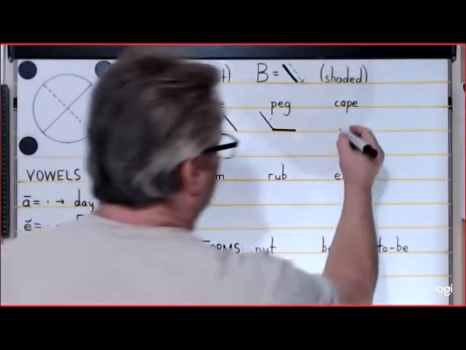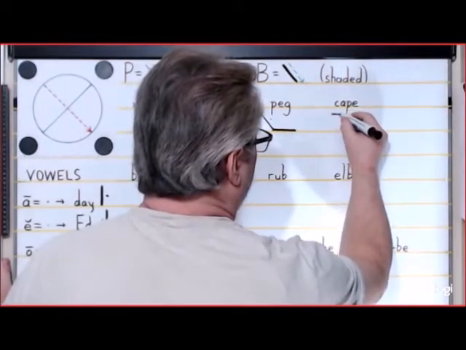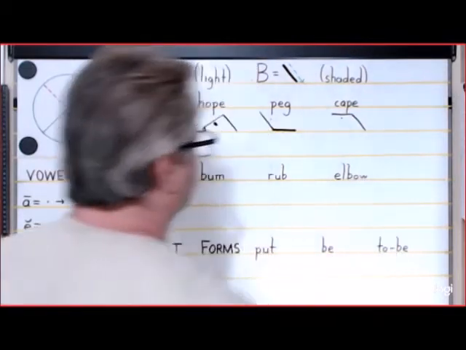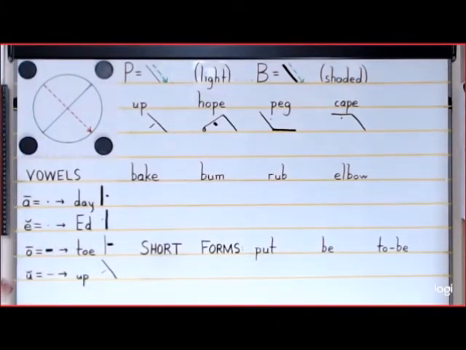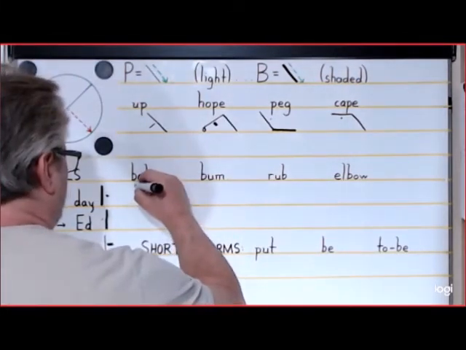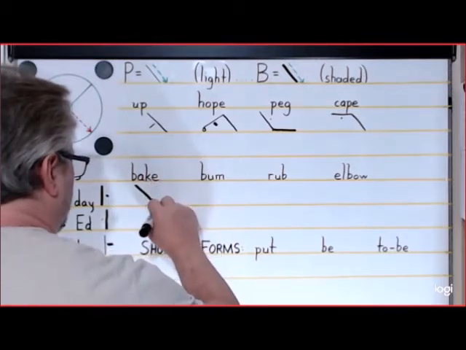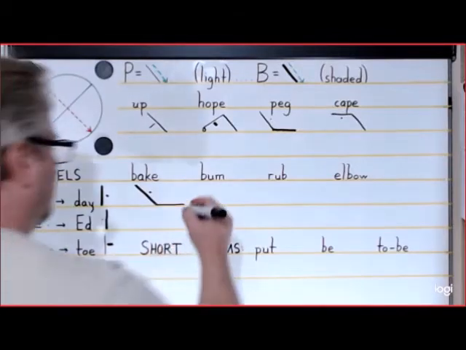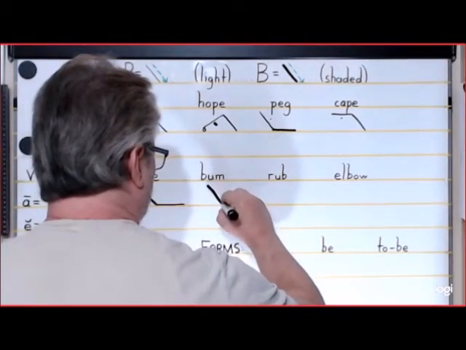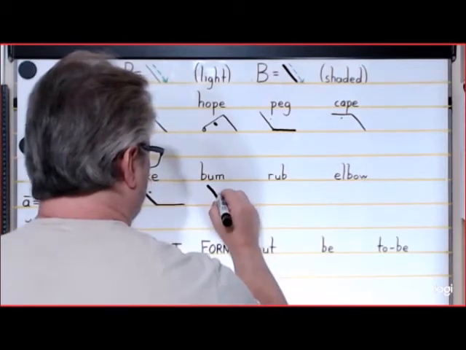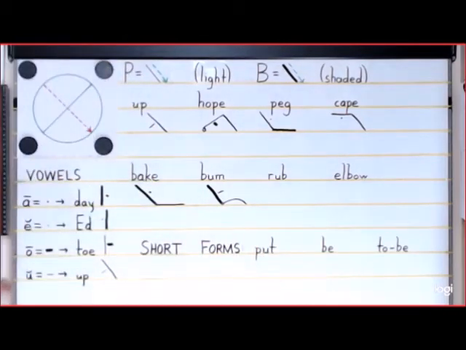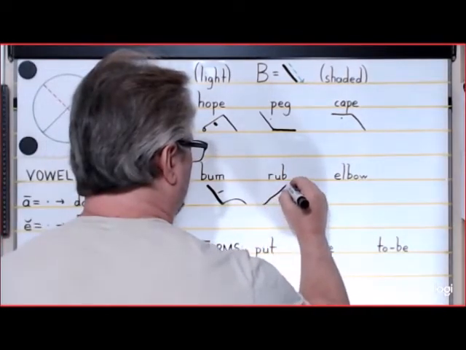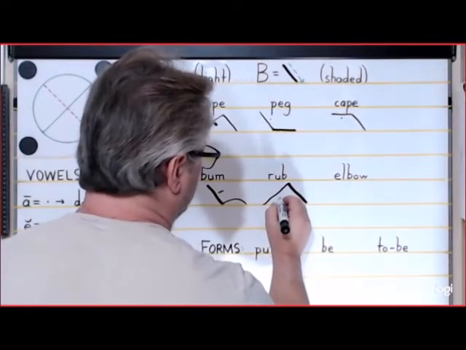For the word cape, we'll start up here and write the K, and then a P, and then a heavy dot there. For the word bake, write the letter B, then a K, and then a heavy dot. For the word bum, it is a B, and then an M, then a light dash for the short U sound. The word rub is going to be an R, then a B, then a light dash.